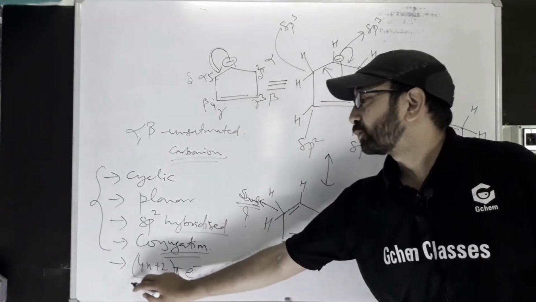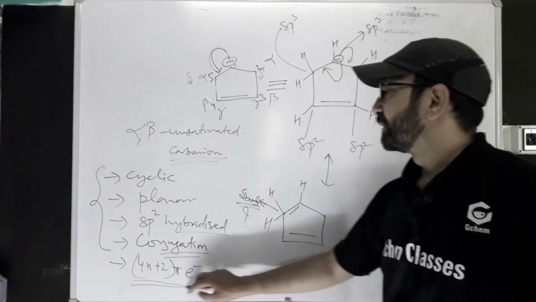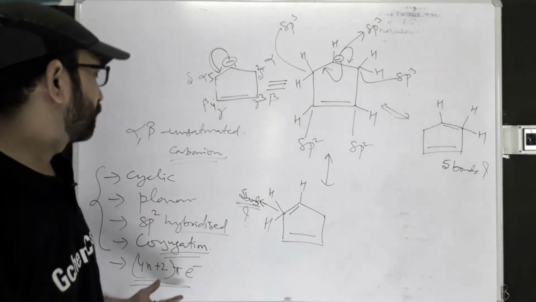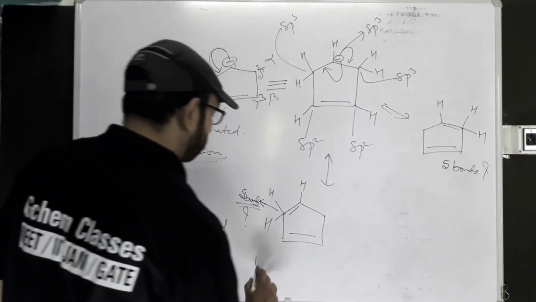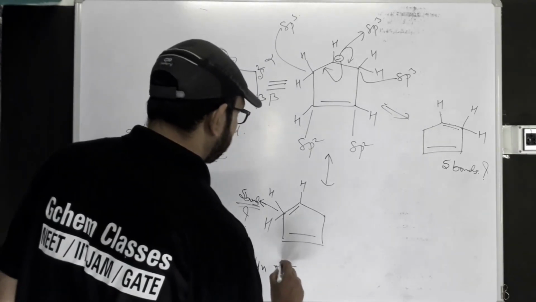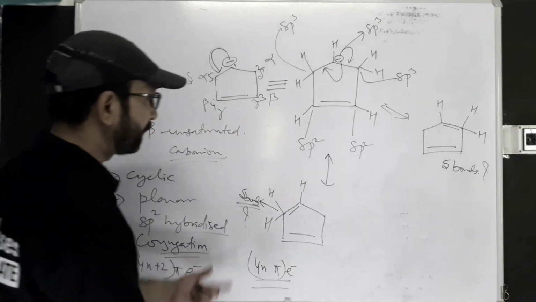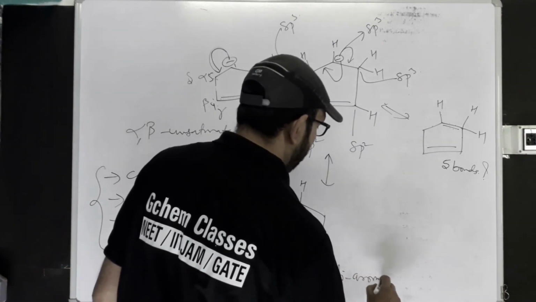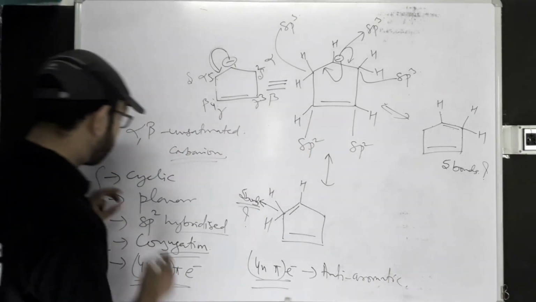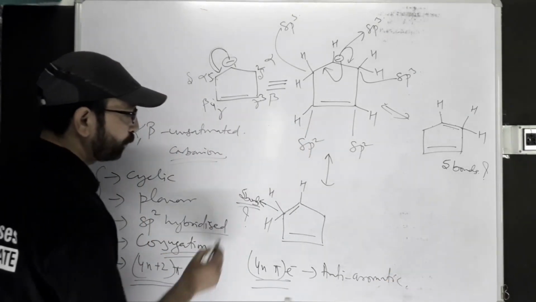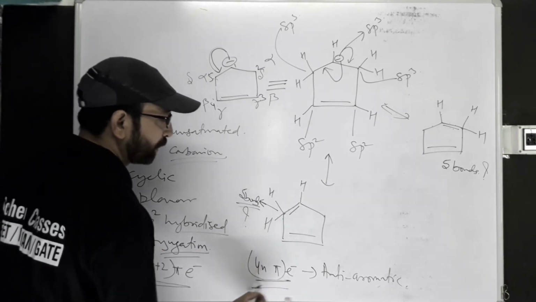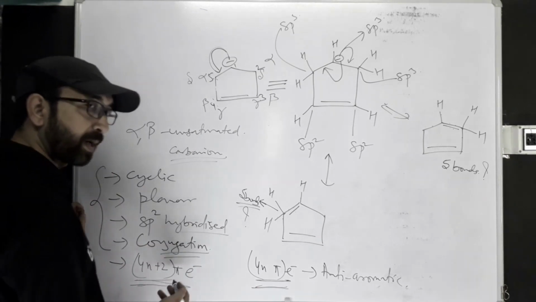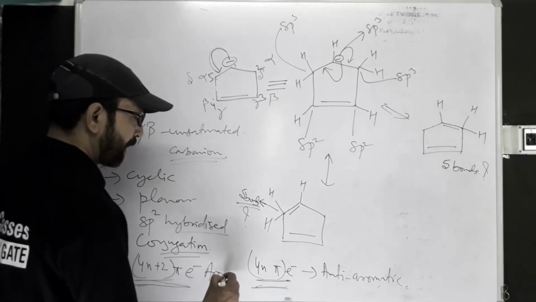So now if this rule is followed, this will be aromatic. If this rule is not followed, there is one more, 4n pi electron. If this rule is followed, this will be anti-aromatic. Remaining 4 will be the same. The fifth one will be 4n pi electron, then it is anti-aromatic. If the fifth one is 4n plus 2 pi electron, then it is aromatic.